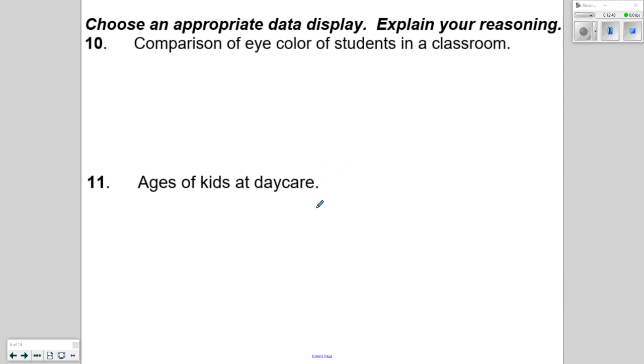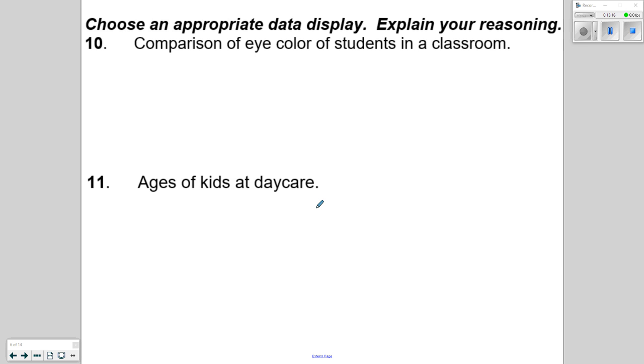All right, now based on these decisions, based on whether it's qualitative or quantitative data, that might change the type of display that we're using. All right, now for these, there is no one right answer. Okay, there's many different answers, many different ways that we could properly display the data that we have. But we want to explain our reasoning and be justified and make sure that we could actually use that data display with this type of data.